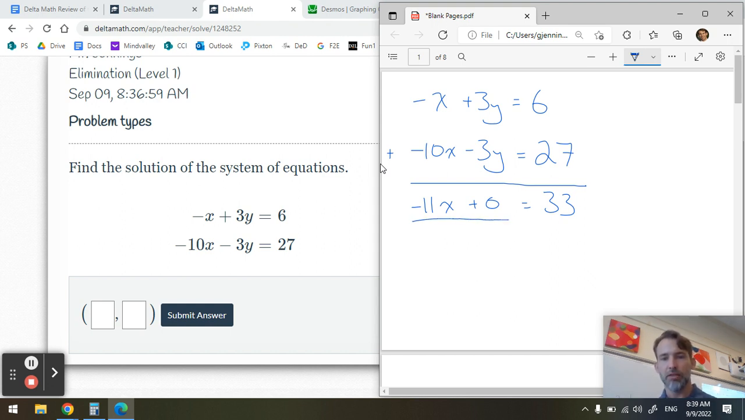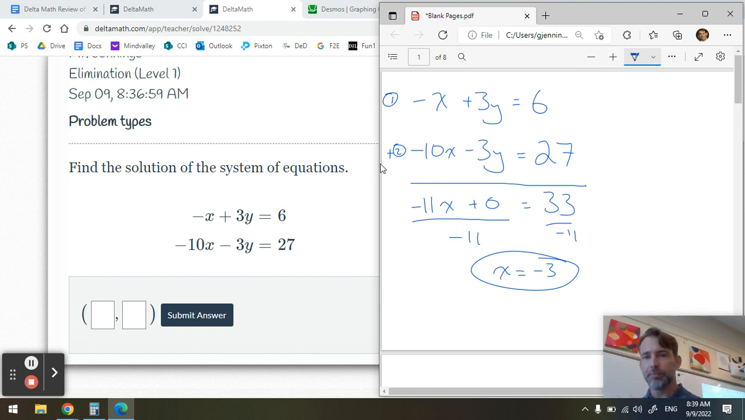Now I have the line negative 11x is equal to 33. So I can divide both sides of this equation by negative 11 to find that x is equal to negative 3. This is half of my solution. I now go back and I can choose either equation 1 or equation 2 to substitute this x back in, and I'm going to choose equation number 1 because it's just a little bit simpler.